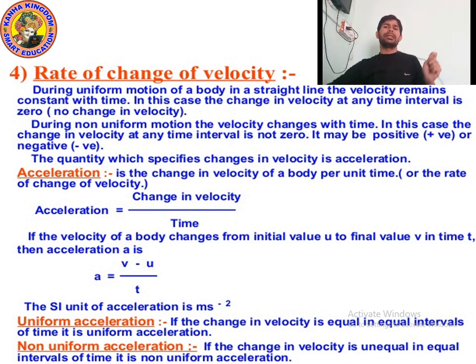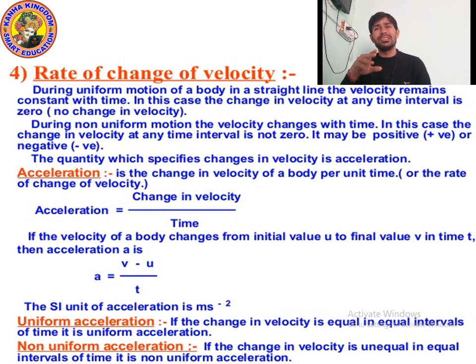Okay kids, so let's study about acceleration. The spelling of acceleration is A-C-C-E-L-E-R-A-T-I-O-N. During uniform motion, speed does not change. But if the speed is changing, then it is non-uniform motion. During uniform motion of a body in a straight line, the velocity remains constant with time.